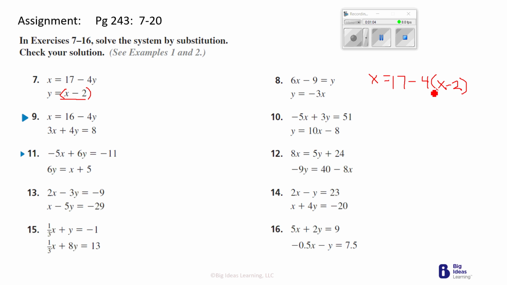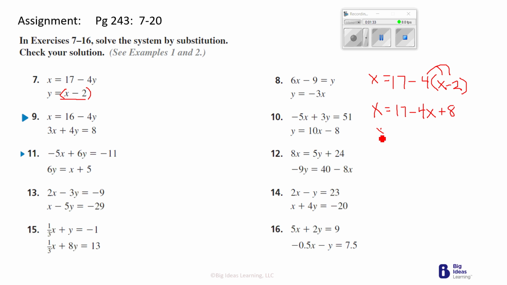All right, so now we're going to distribute our properties. We're going to take this -4 and apply it to everything in there. So now x is going to equal 17. -4 times x is -4x. And -4 times -2 is +8. Now we got to combine our like terms. 17 plus 8 is going to be 25.